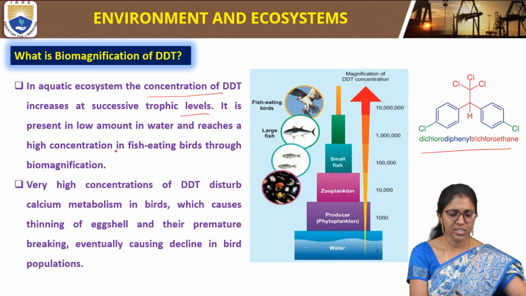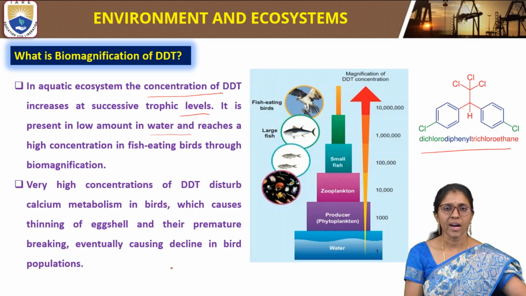So it is present in low amounts in water and reaches a high concentration in fish eating birds through biomagnification. If we see the concentration of DDT in the water, it is very less. Whereas in producers, that is phytoplankton, it increases 1,000 times, and in zooplankton it increases 10 times.